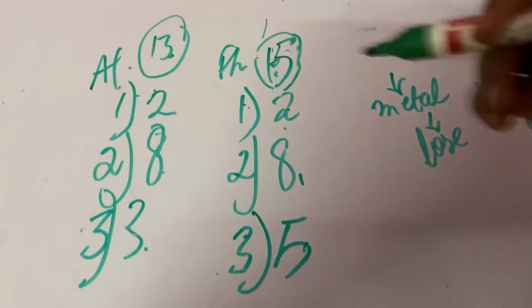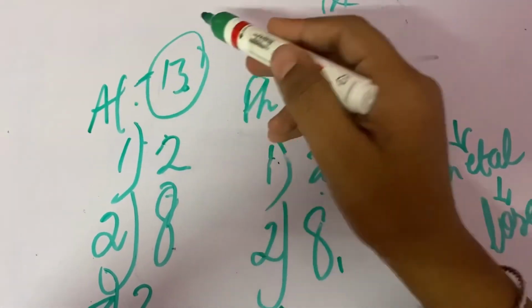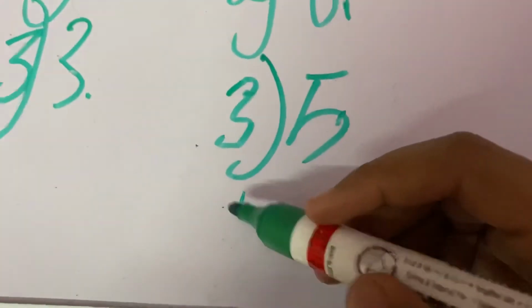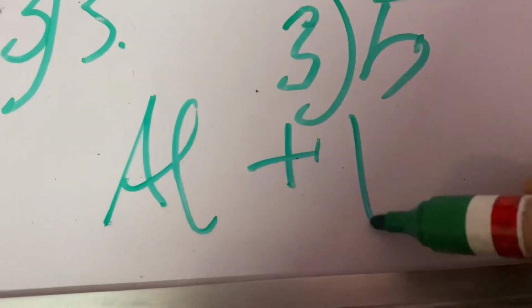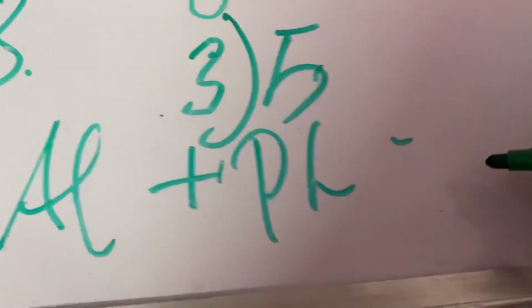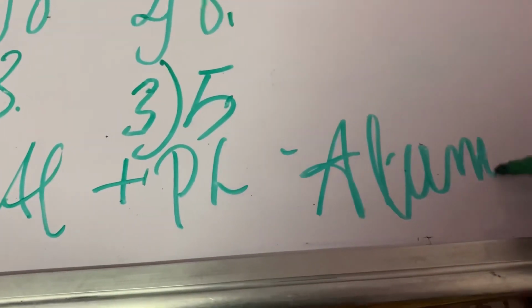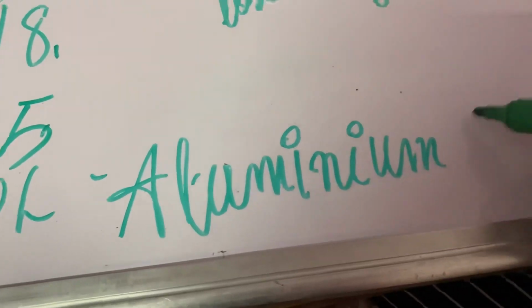So as aluminium is losing, now these two, phosphorus and aluminium ions, are going to combine and form aluminium phosphate.